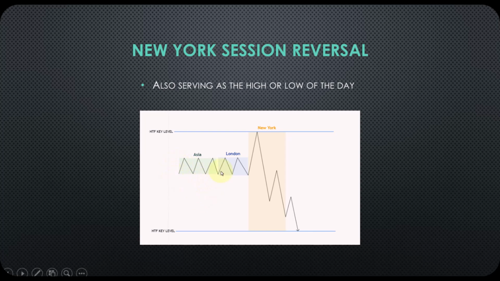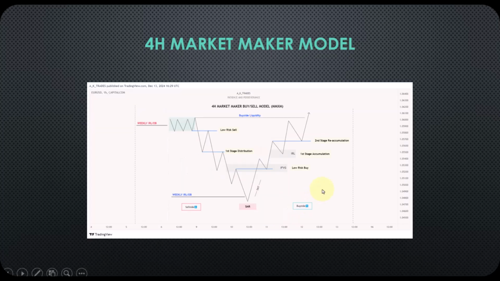So you realize that both sessions, that is the Asia and the London session, come with a lot of consolidation. And then during the news release, the New York session seeks to manipulate the highs of the Asia and then the London sessions before the real move of the day occurs towards our higher time frame key level.